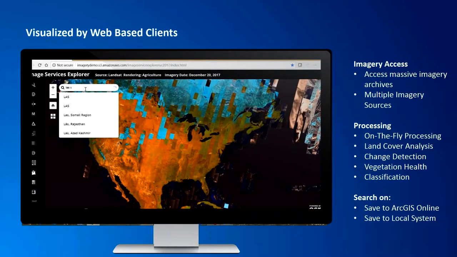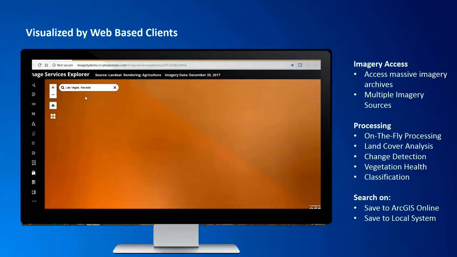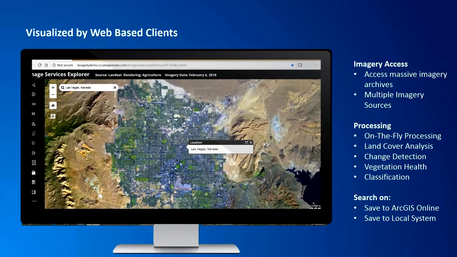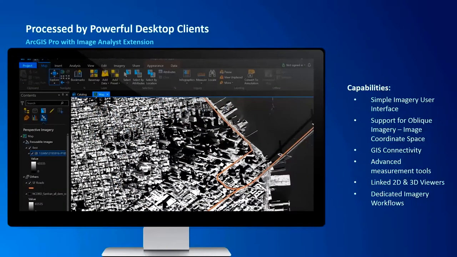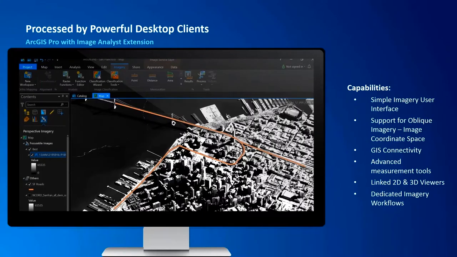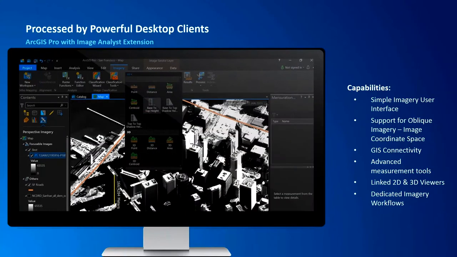As I talked about before, there are two different ways that we can work with the imagery. We can visualize and work with the data through thin clients, and we'll see examples of this as we go through our demonstration today. It can also be accessed by powerful desktop clients. The latest release of ArcGIS Pro has a number of brand new imagery capabilities that make the solution much more user-friendly towards imagery and provide some very new and powerful processing capabilities that make ArcGIS Pro a true image processing solution for our end users.